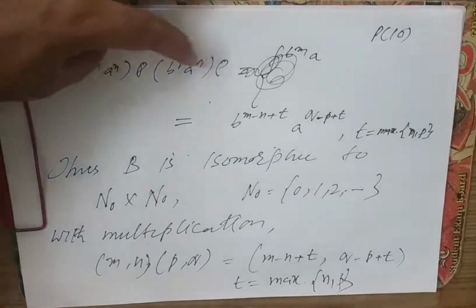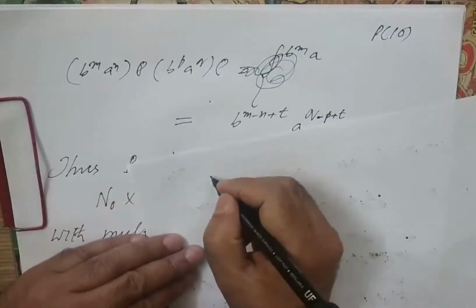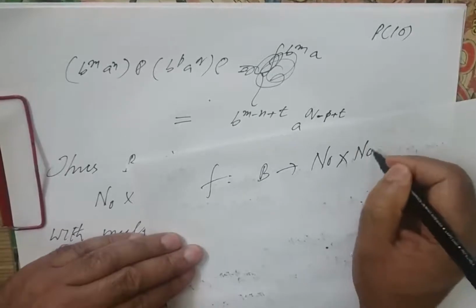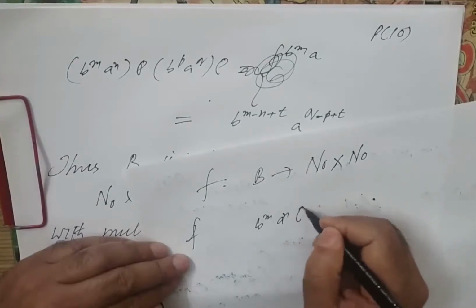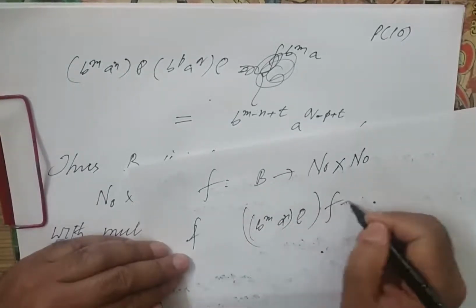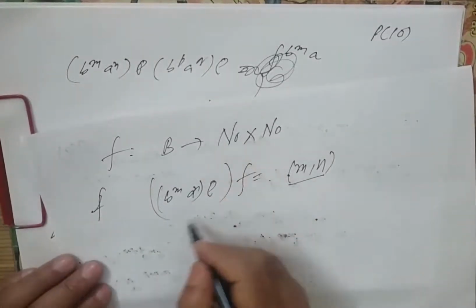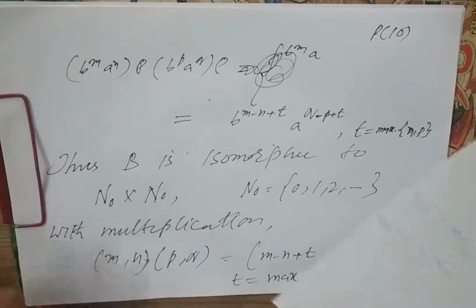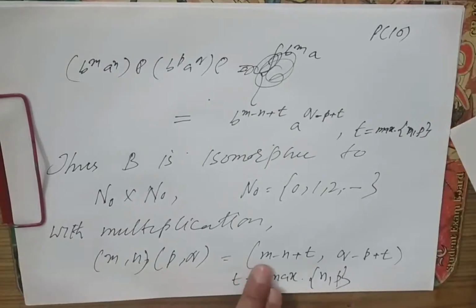So if we define the map, if you want to prove it, suppose you want to define a map, say f from this b to n0 cross n0, defined by b power m a power n row class going to m comma n, in this order. And you can check, because this n0 cross n0 is not a semigroup with respect to the component-wise, point-wise operation. The operation is like this: (m, n) into (p, q) is equal to (m minus n plus t, q minus p plus t), where t is the maximum of these two things.